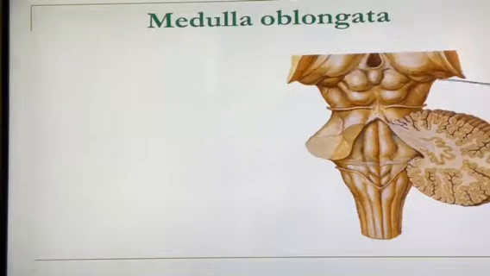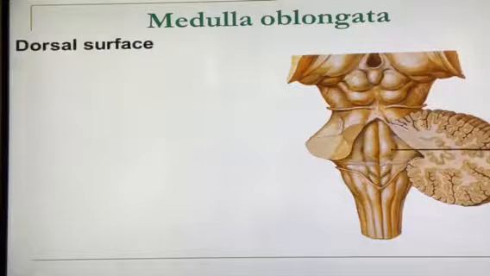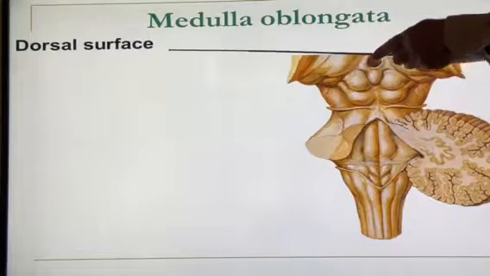This picture is posterior. We are cutting the cerebellum in half. This is the posterior of the medulla. This cavity, if you can see it, we call it the 4th ventricle. We want to discuss the dorsal surface here.